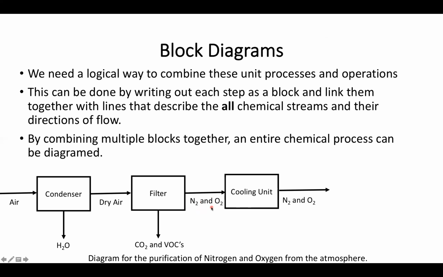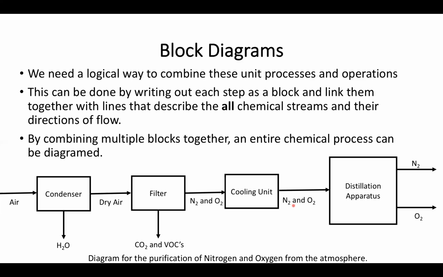And what you'll notice is I'm going to have the same input stream as output stream, because the only thing that changed in this case is temperature. So you may note we might need a little bit more information on this specific block diagram. And then I'm going to run these through a distillation apparatus. And this will essentially separate O2 and N2 based on their boiling points. So I'll get a nice unique stream of nitrogen and oxygen.